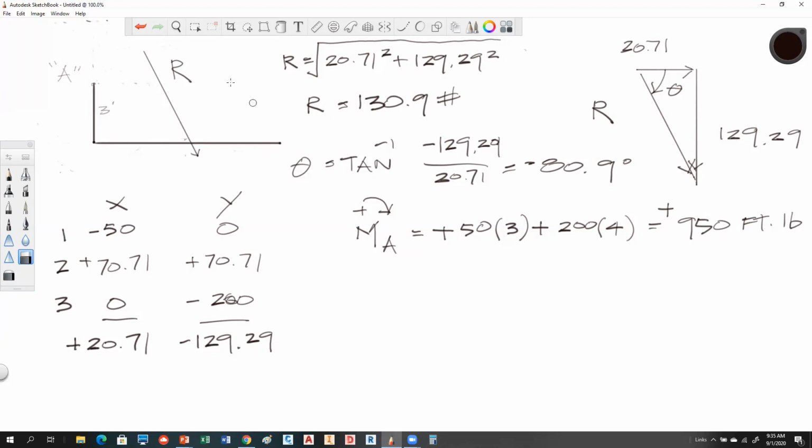So this thing could be slid anywhere from here over to here. But one thing to think about, it would be impossible to have that vector over on this side of A because that would give me a negative moment, okay? So this vector has to be somewhere to the right of A because this is a positive moment. And this vector is going to have to induce 950 feet-pounds.